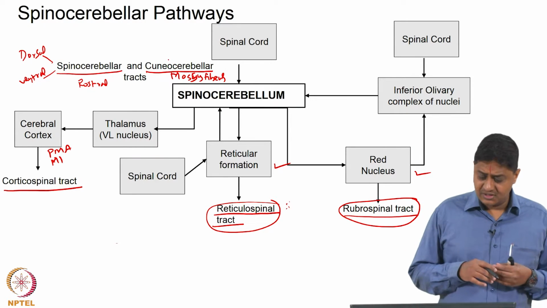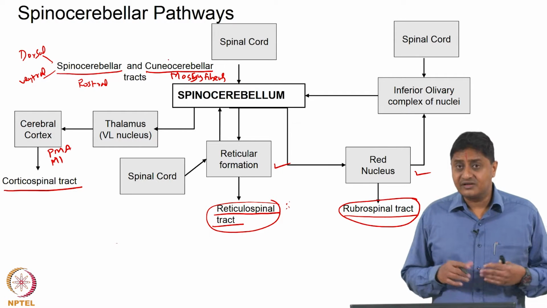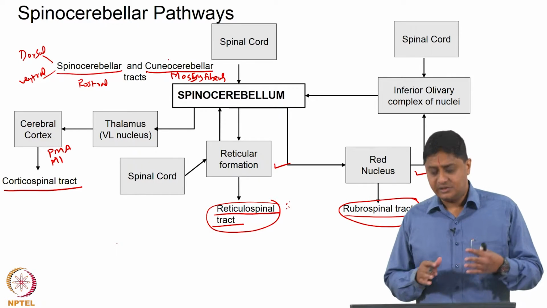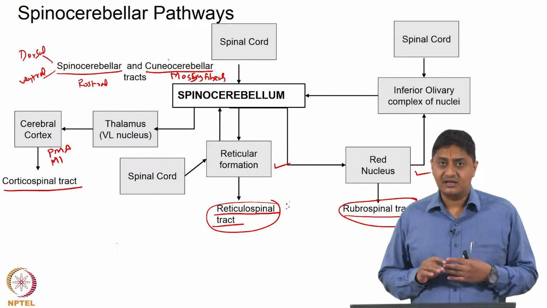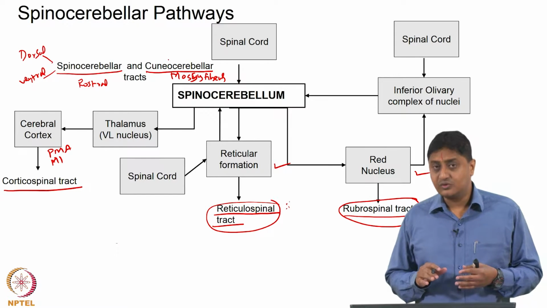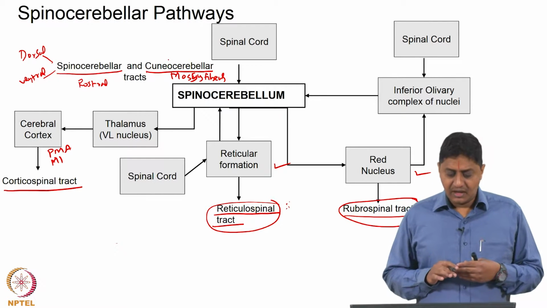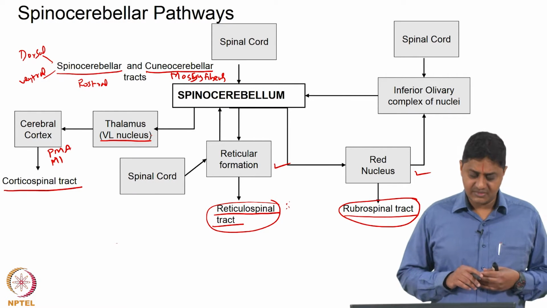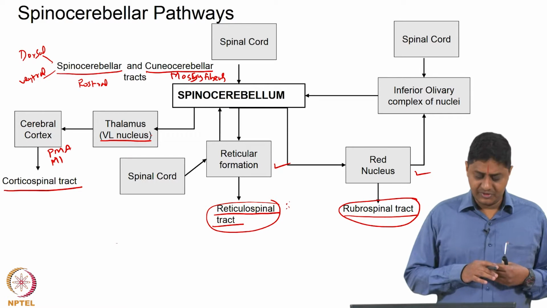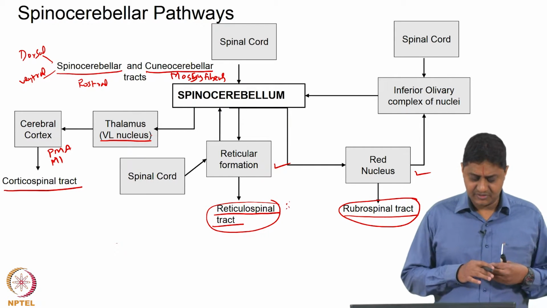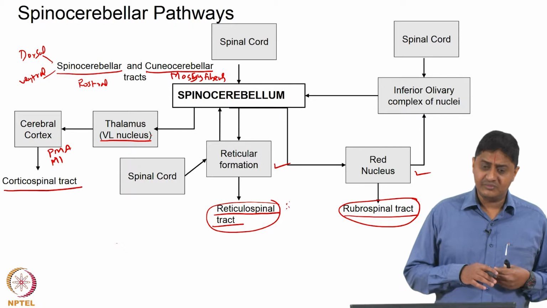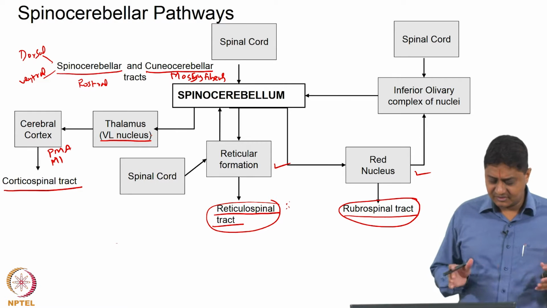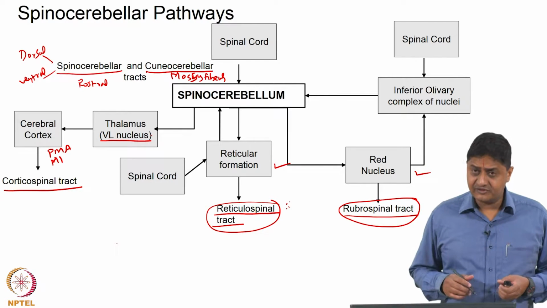And what are the major outputs? The major outputs are via the reticular formation and red nucleus, projecting respectively to the reticulospinal tract, and the rubrospinal tract. The other output is via the ventrolateral nucleus of the thalamus, and from there to the motor areas of the cerebral cortex, and further from the motor areas to the corticospinal tract. So these are the major inputs and outputs of the spinocerebellum.